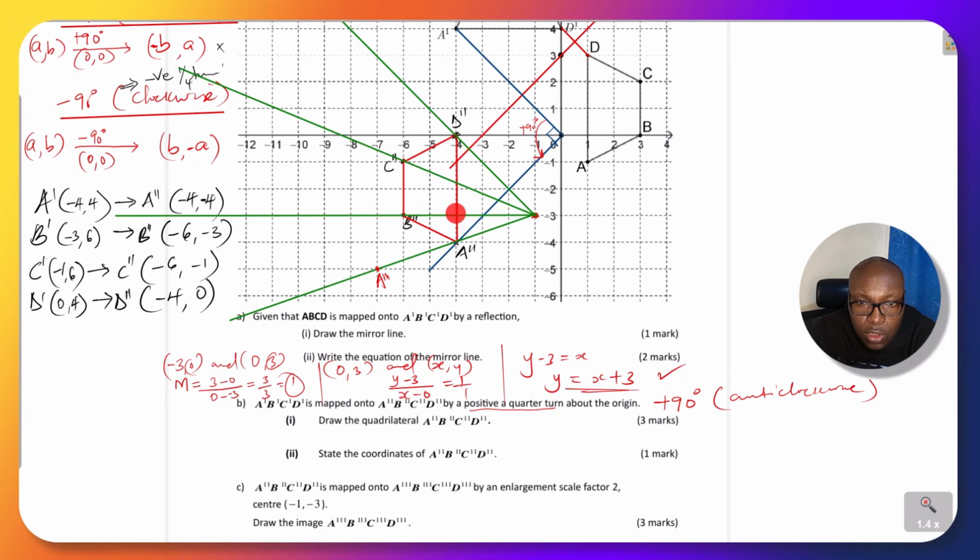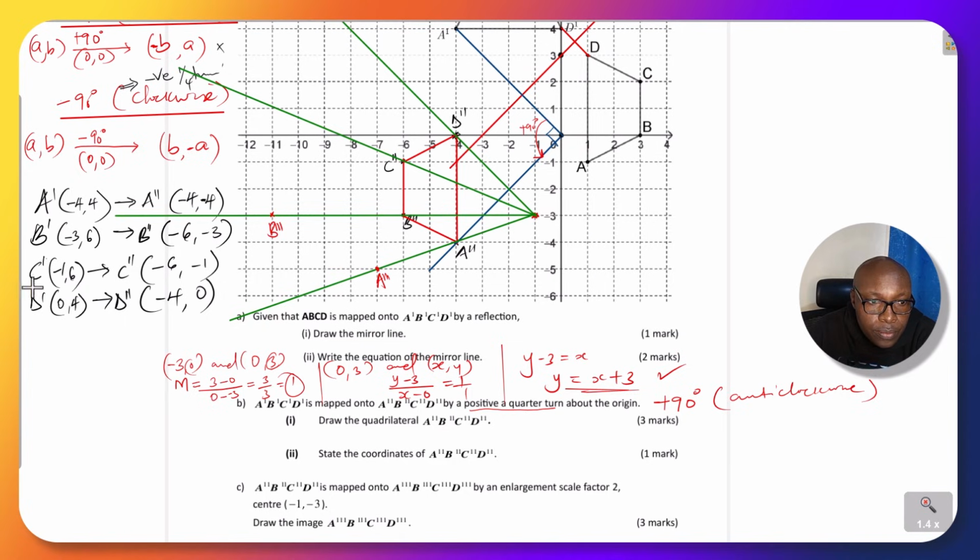1, 2, 3, 4, 5. So double that distance, that will be 10. 5 times 2. So from here you count 1, 2, 3, 4, 5, 6, 7, 8, 9, 10. So this is where we should have B triple prime. 1, 2, 3, 4, 5, 6, 7, 8, 9, 10.